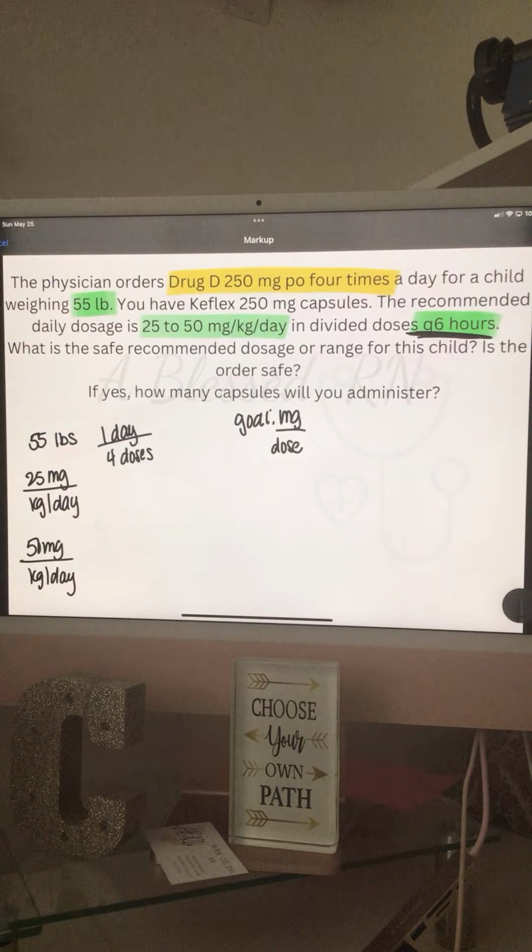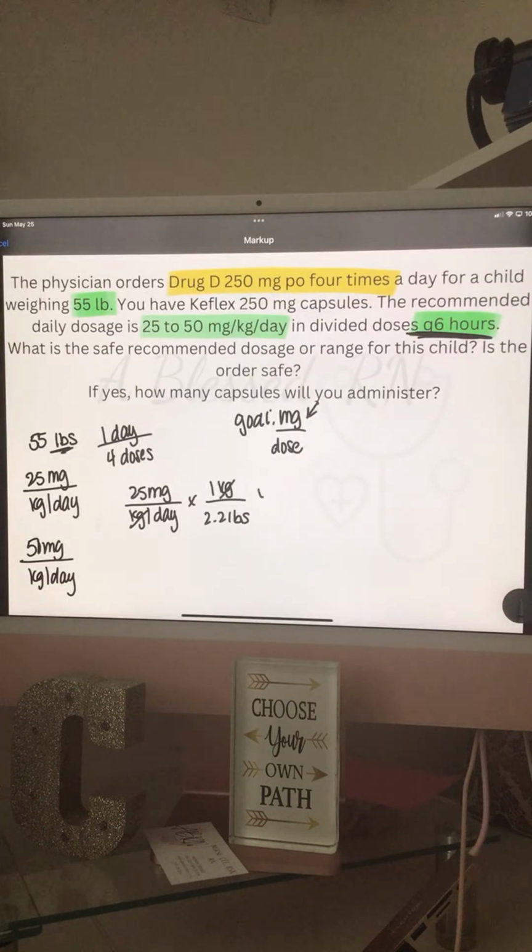Okay, so how are we going to set these up? Ours are at the top, right? So we'll do 25 mg per kg/day. Then I don't have any kgs. My patient's weight is in pounds. So I know that 1 kilogram equals 2.2 pounds.